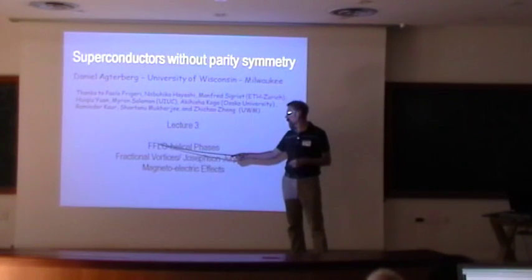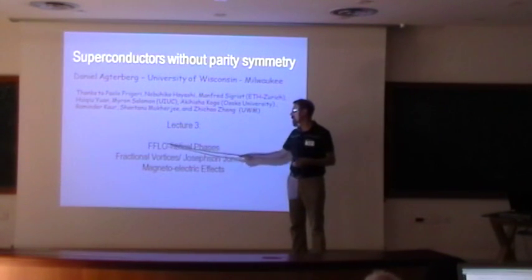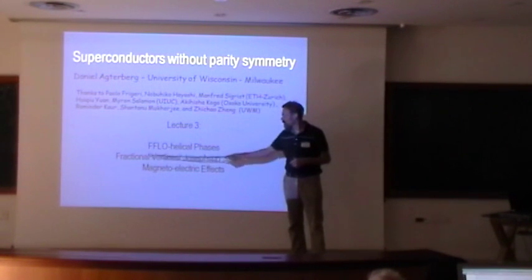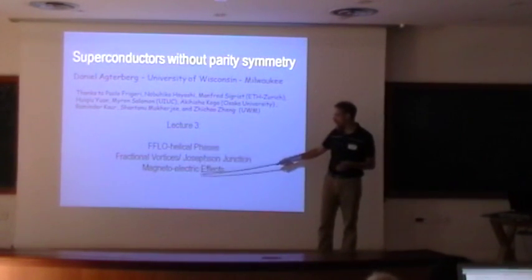And I'm going to focus on the differences between these two phases. In particular, in the stripe phases you'll find that you have fractional vortices, but in the helical phases you find that you have magnetoelectric effects, both of which can be observed qualitatively, and the helical phase can also be seen through Josephson junction experiments.